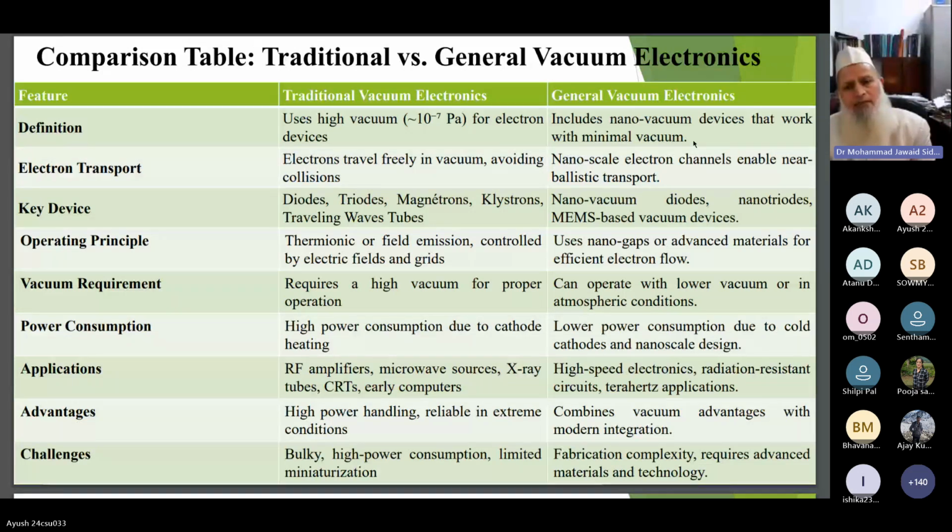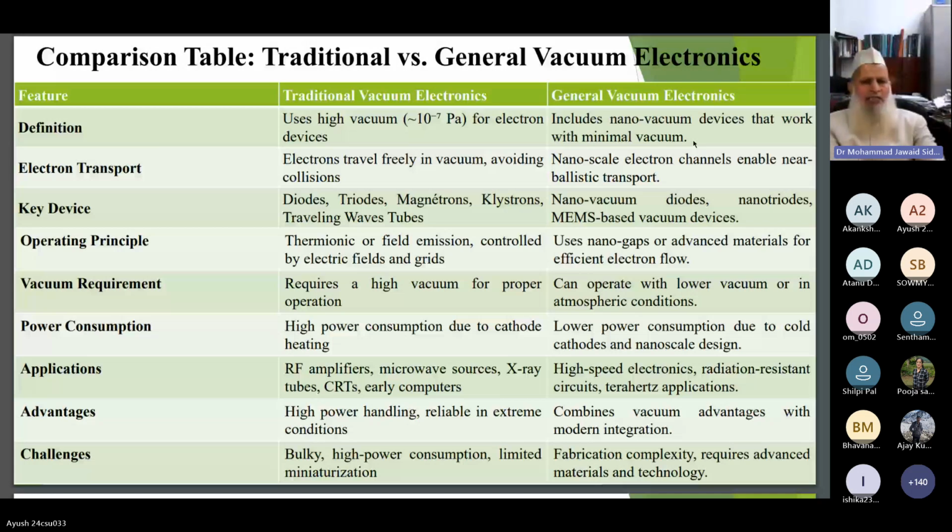But in nano scale devices, the transit time is very small and the channel is very short. So the electrons travel just like a bullet, and that motion is known as ballistic transport. The traditional vacuum devices are the diodes, triodes, magnetrons, etc. And nano vacuum devices consist of nano triodes and MEMS-based vacuum devices.